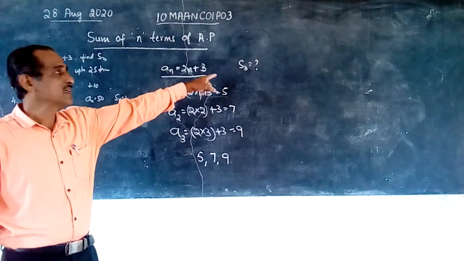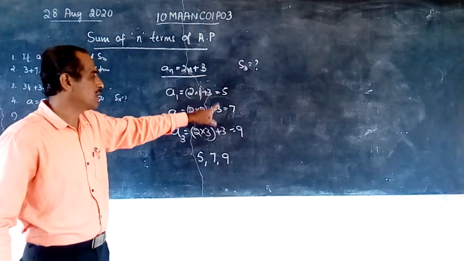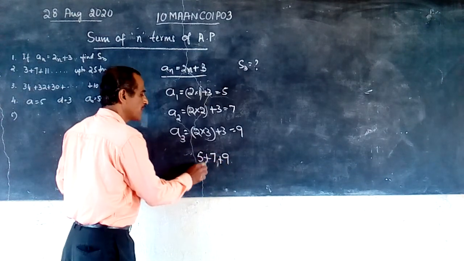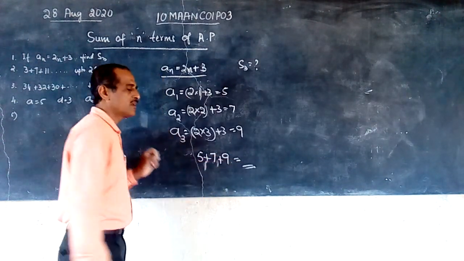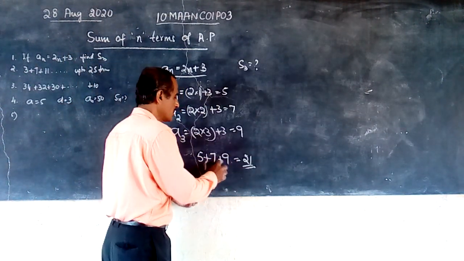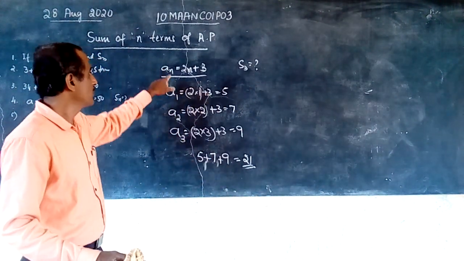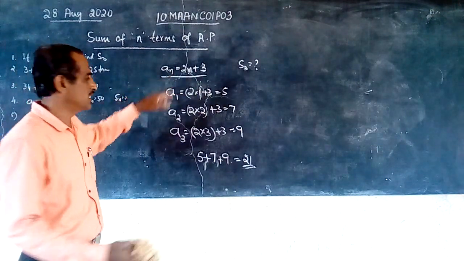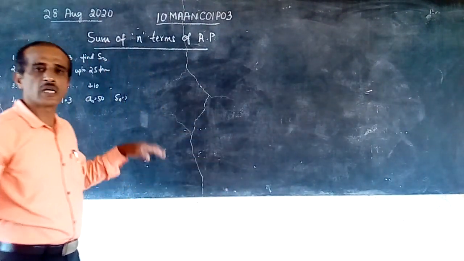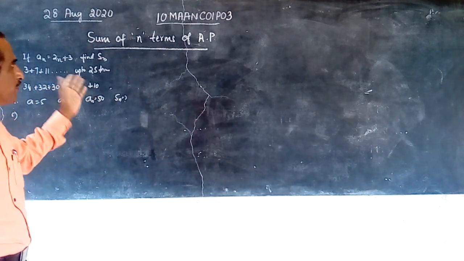It is asked you to find S3. If one condition is given for an, what is S3? You have to find that general term. First few terms you can find out like this and add them. Simply you can add: 5 plus 7 plus 9. 5 plus 7 is 12, 12 plus 9 is equal to 21. So this is the sum of the arithmetic progression for this condition. This is how we can solve. Very easy, you can calculate it easily using this formula if you know the formula.